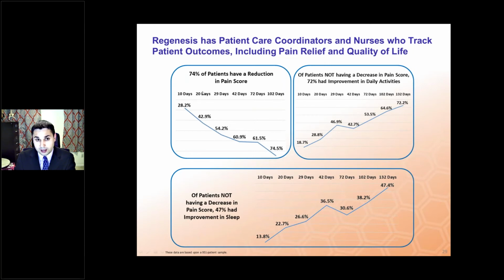But of that 26% who weren't getting the benefit, they were showing that 72% of that group had improvement in their daily activities. And also, of that same 26%, 40% of them had improvement in their sleep. So functional gains are still important, even if they didn't get the numeric pain score change.